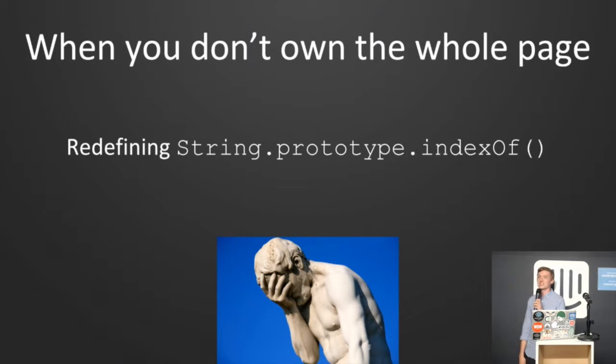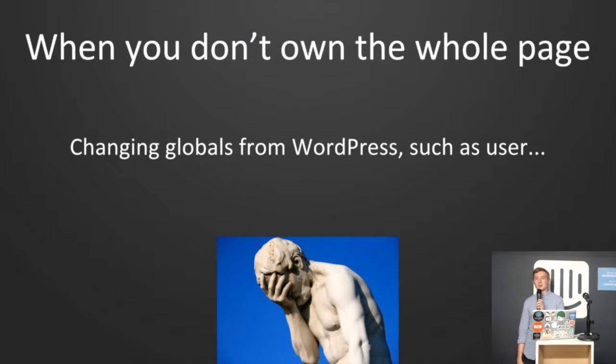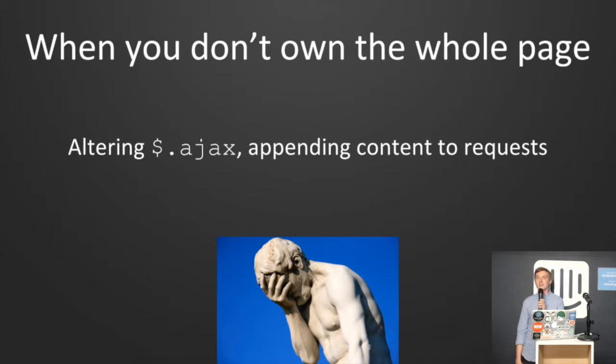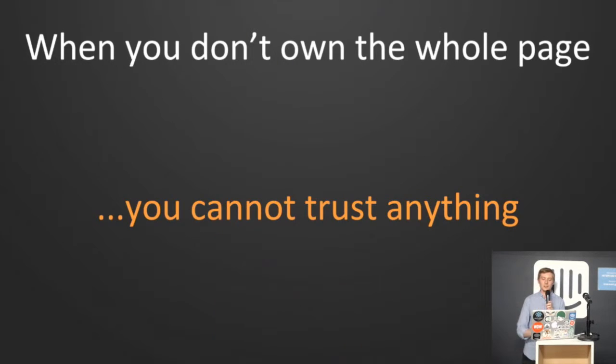Some of those insane things that we've seen are changing the length of a string, changing globals that WordPress gives us about what user is logged in, and changing Backbone and jQuery in very slight ways without changing what version they are, so we think that everything's fine when it really isn't. Also altering $.ajax so that it does insane things that modify the payload that you're about to transport. This works totally fine if the AJAX call you're making is back into the WordPress site, but it's a disaster if you're going to make a call to some third-party API that's elsewhere on the internet.